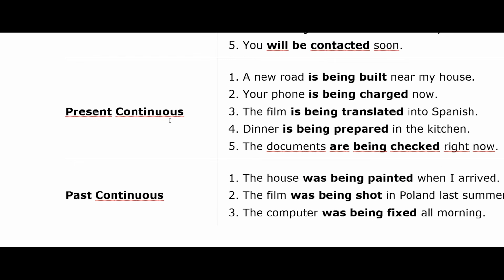Present continuous. A new road is being built near my house. Your phone is being charged now. The film is being translated into Spanish. Dinner is being prepared in the kitchen. The documents are being checked right now. Here we use am, is or are plus being plus past participle again.